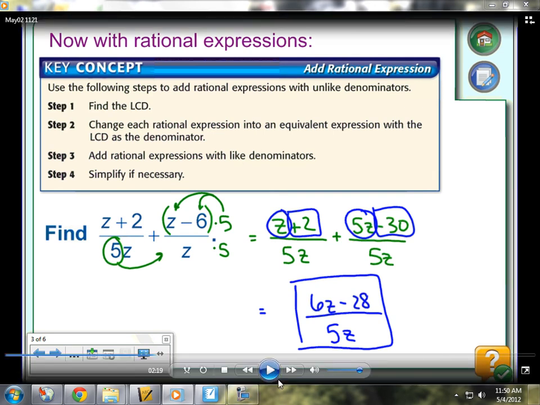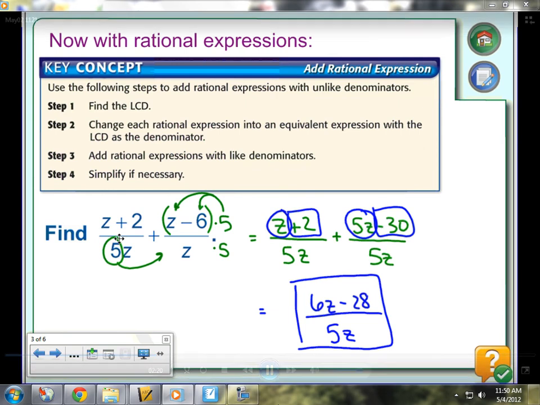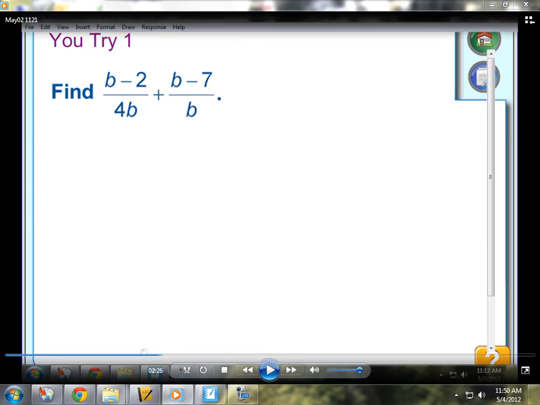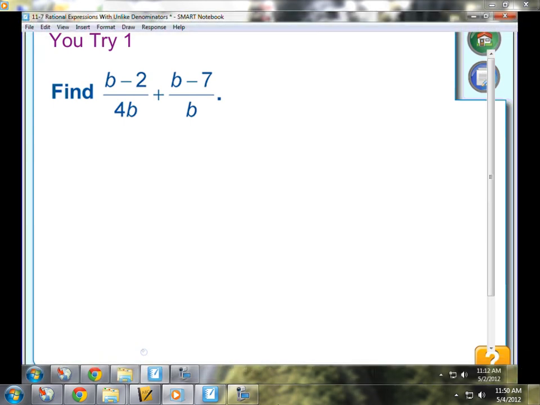Let's try one on your own. Alright, so pause the video here, check back for the answer, and if you get stuck, you can check back for a couple of steps too.